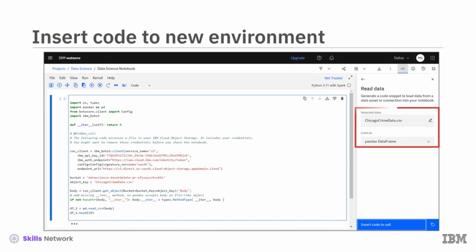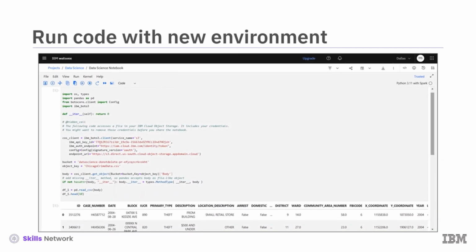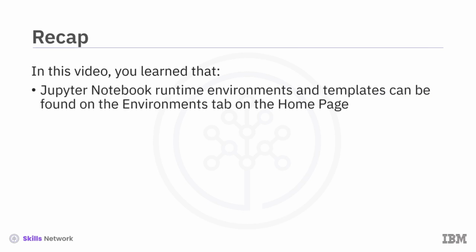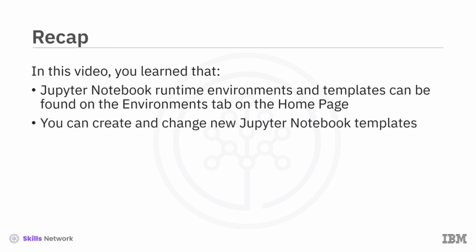Now you can drag and drop any CSV file to upload. Click Insert Code to Cell to include the code into the notebook. To execute the notebook, click Run. You will see that the output is now using the new runtime environment. In this video, you learned that Jupyter Notebook runtime environments and templates can be found on the Environments tab on the home page. You can create and change new Jupyter Notebook templates.